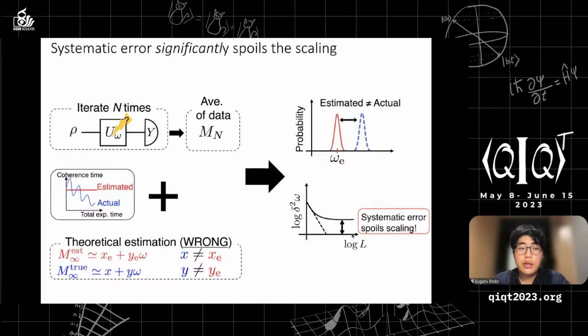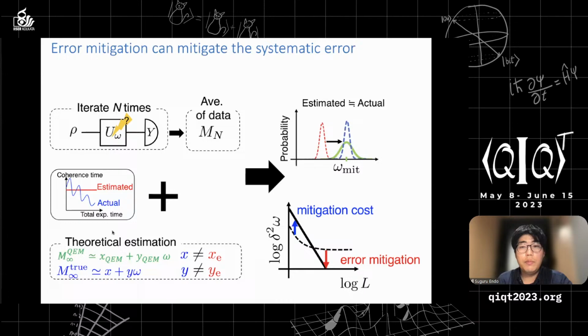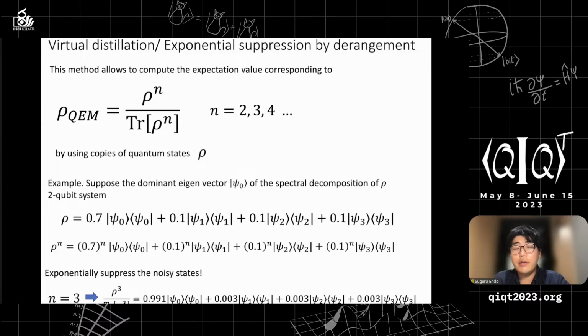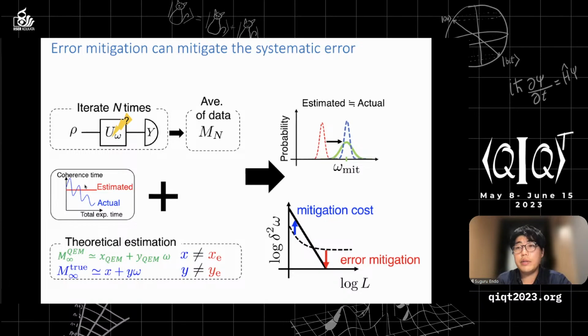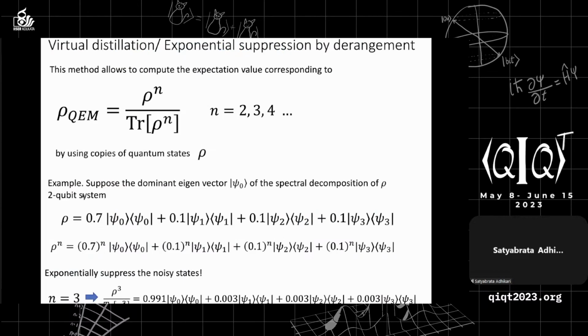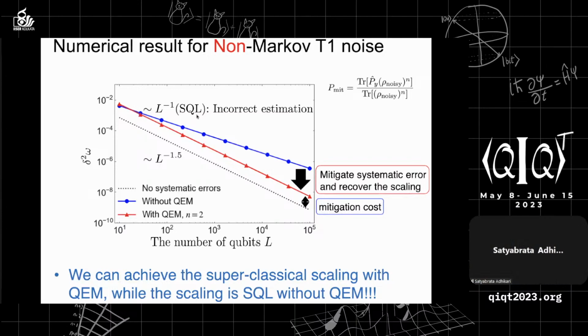When we use error mitigation, the theoretical prediction becomes closer to the actual one. So error mitigation should be used. The estimation of omega becomes close to the actual one, and the scaling becomes better. Our proposal is to use a virtual distillation technique as error mitigation, because virtual distillation can mitigate errors without knowing the noise model. In the typical scenario of metrology there should be some unknown noise, so virtual distillation can be used, and the result is that we could recover the scaling. Virtual distillation is a good thing.